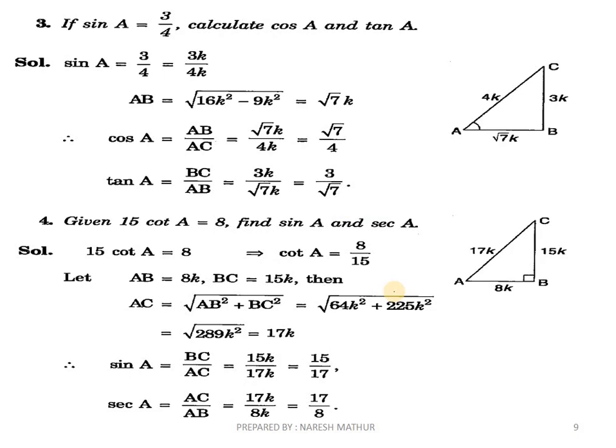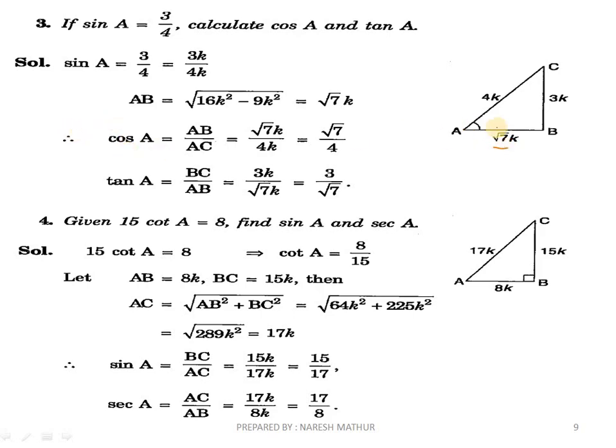In question number 3, we are given sin A equals 3 by 4. We need to calculate cos A and tan A. The value of sin A equals 3 by 4, or we can write it in the form of 3k upon 4k. Because we are given a ratio and don't have any exact value, we always prefer to write it in the form of a variable. So first we find the value of AB, and after applying the Pythagoras theorem, we get the value of AB as root 7k.